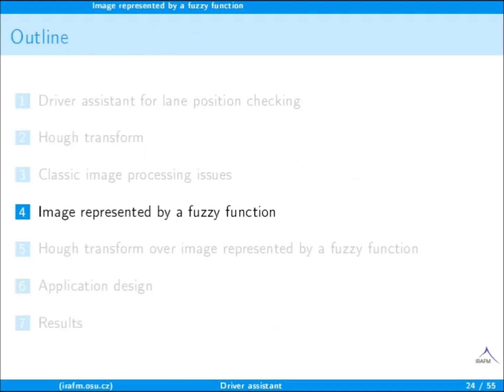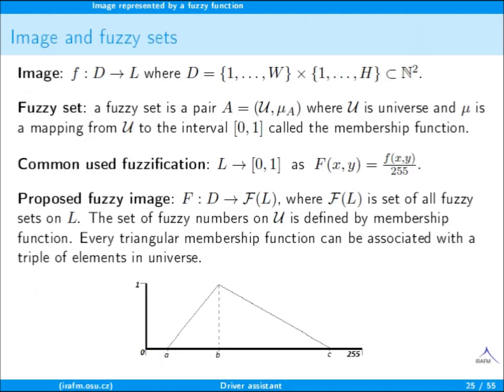In this section, we will try to solve our problem of image issues using a fuzzy approach. Let me repeat that a computer two-dimensional image is represented by a function over a discrete domain, where the element is called a pixel and the pixel value is a crisp value. A fuzzy set is an extension of a set where we replace the characteristic function by a membership function. The answer to the question whether some element belongs to the set is, in the case of a set, yes or no. In the case of a fuzzy set, the answer can be something between yes and no, mathematically in the interval of 0 and 1.